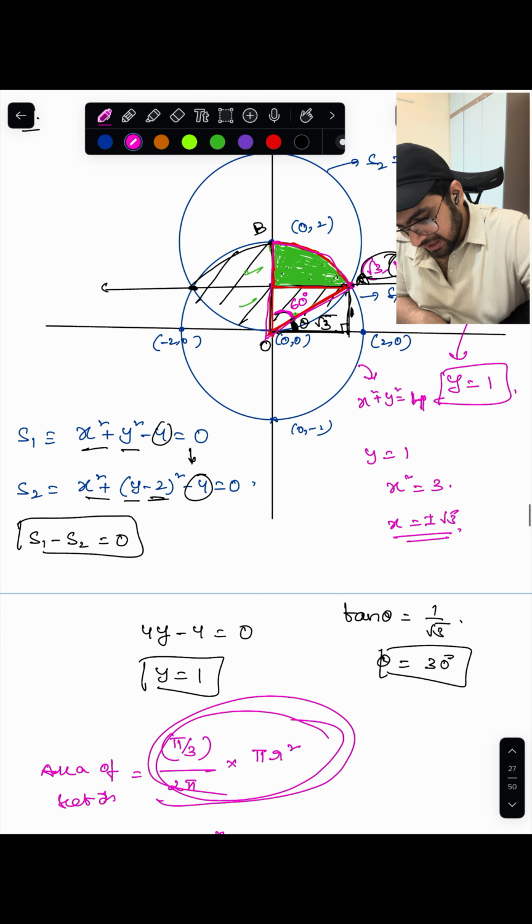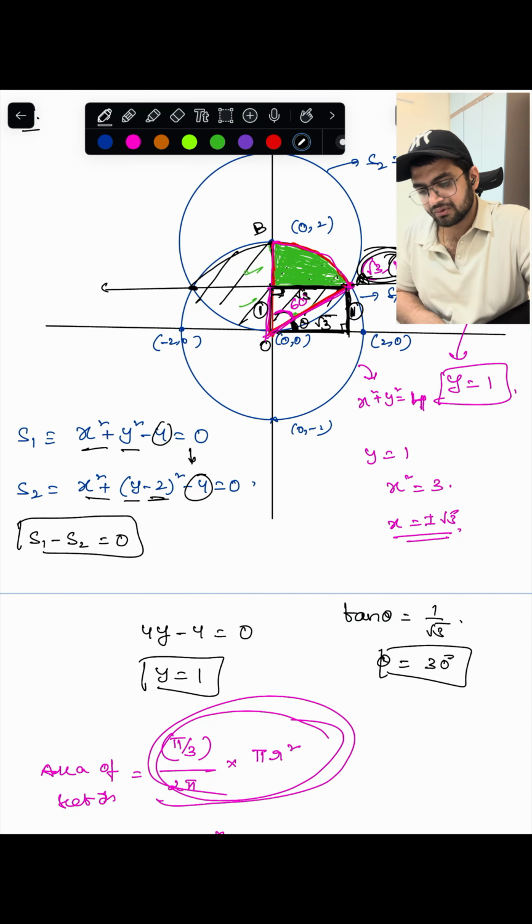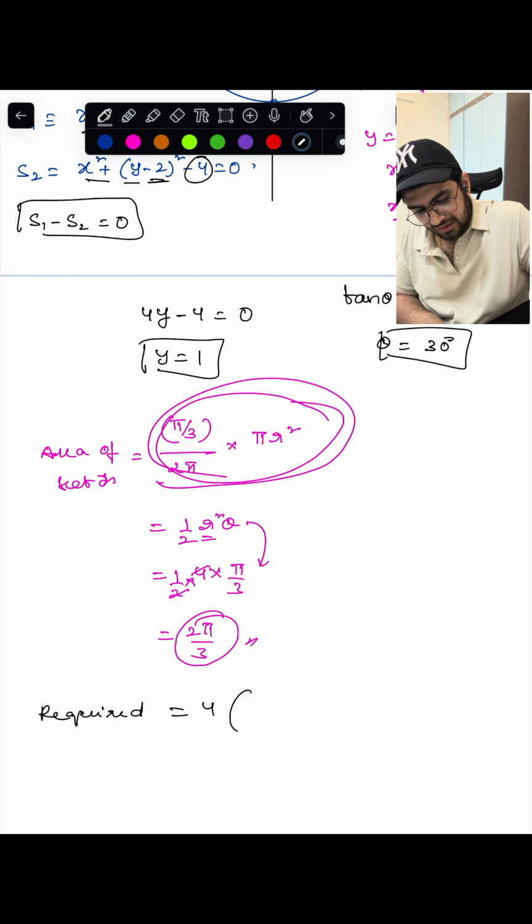Now the area of the triangle, right? Clearly this is 90. So if this is 1, this is also 1, and this is clearly root 3. This point is root 3 comma 1, no? So the required area is 4 times the area of the sector minus the area of the triangle.